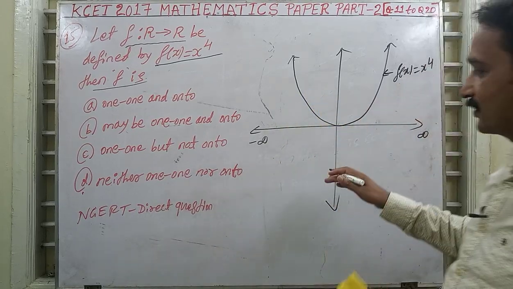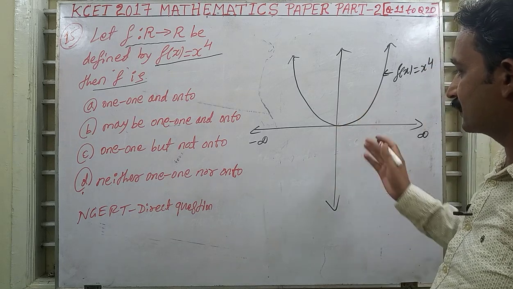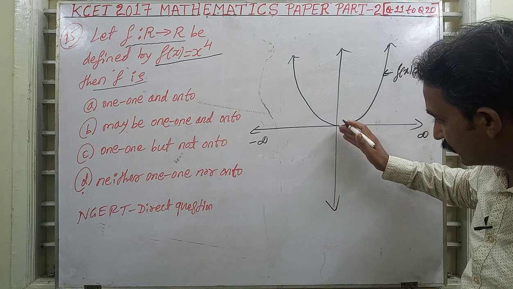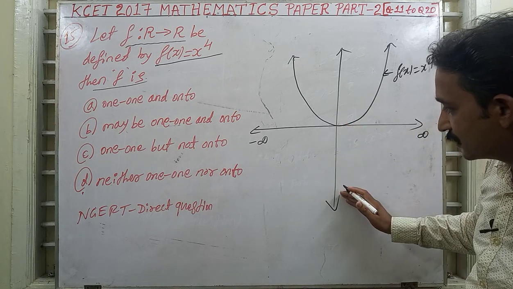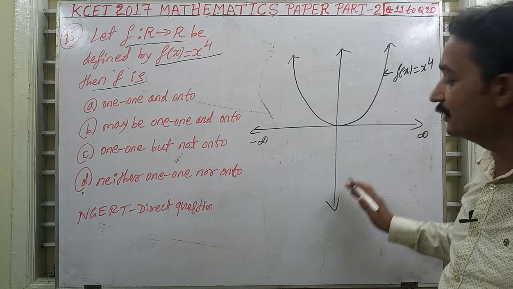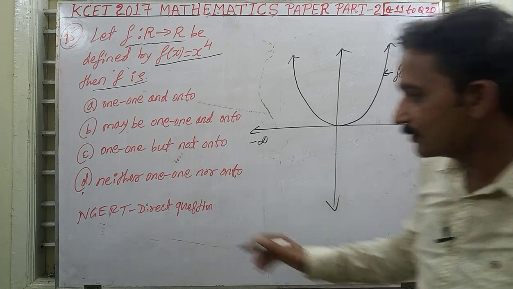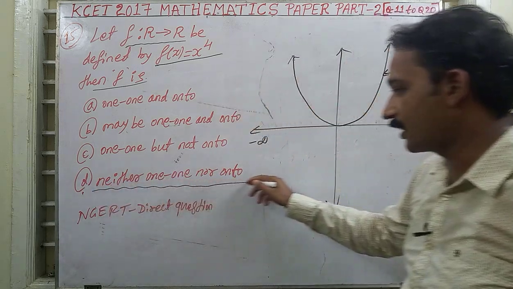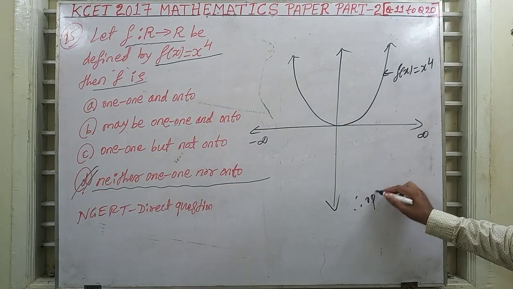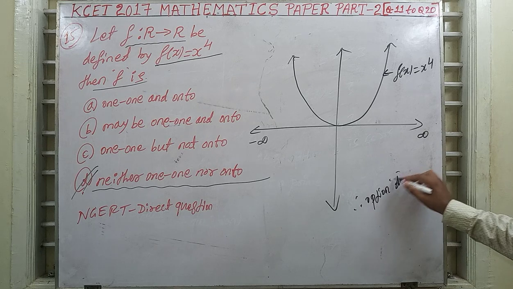So this is a many-one function. It is not one-one. And negatives have no preimage in the domain. So hence it is not onto. So neither one-one nor onto. Option D is correct. Therefore option D is correct.